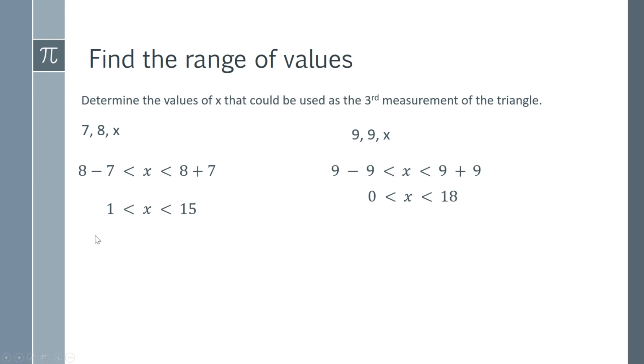All right, so let's take a look at the final set here. What about 20 and 11 and x? So again, set up the same type of inequality. 20 minus 11 on the left, 20 plus 11 on the right. What's 20 minus 11? Well, that's 9. What's 20 plus 11? Well, that's 31. So that means that x has to be values between 9 and 31. So 9 is less than x, which is less than 31.